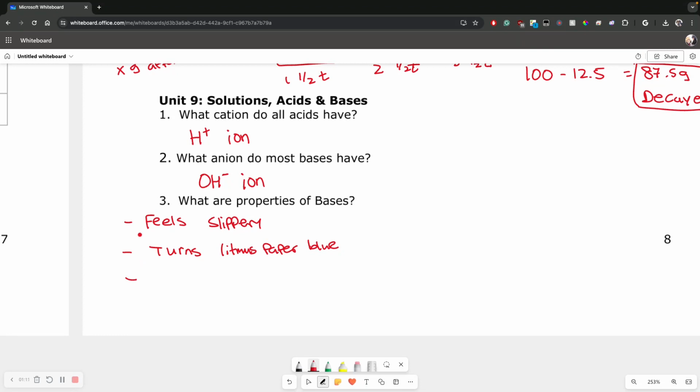And the big one is they taste bitter. And the last one is they have a pH greater than 7. Those are the major 4 properties of bases that you should probably know.